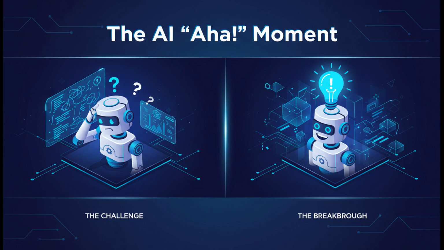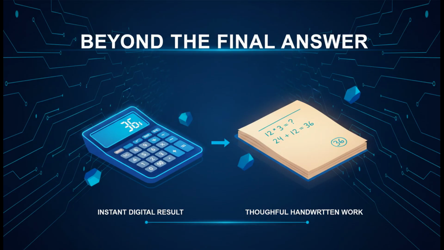Have you ever asked an AI a tricky question and received an answer that was confident but completely wrong? Today, we're going to learn about chain of thought, a simple technique that helps AI stop guessing and start reasoning. Most of us use AI like a calculator, expecting an instant result. But for complex tasks, we need the AI to act more like a student showing their work on a chalkboard, explaining every step along the way.